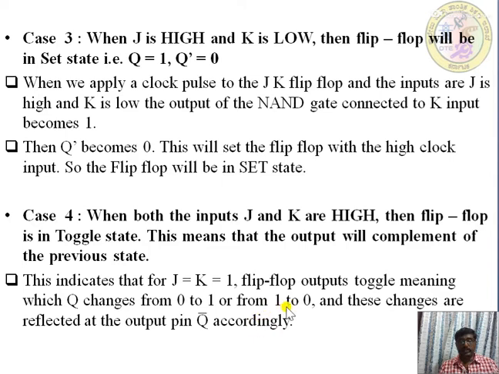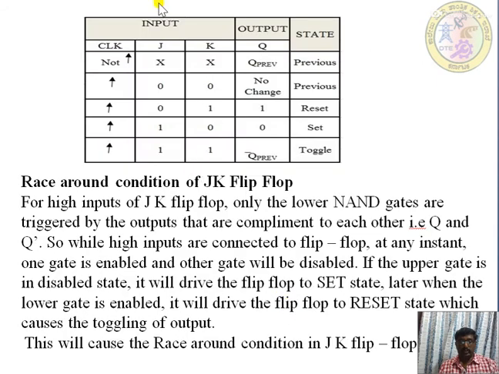That is the major change we come across compared to the SR flip flop. See here, this one is Q and this one is Q bar. The toggle state is known as the race around condition, which we will look at later, depending upon the clock. When there is no clock applied, whatever the inputs J and K might be, it will always have the previous output.